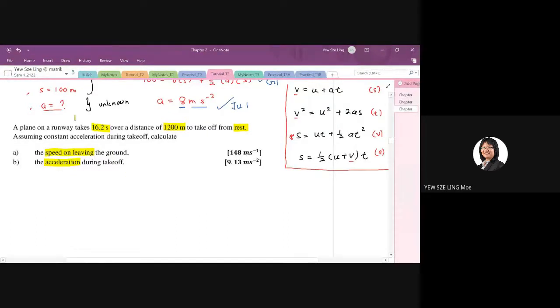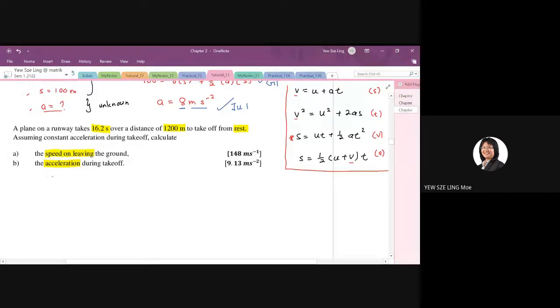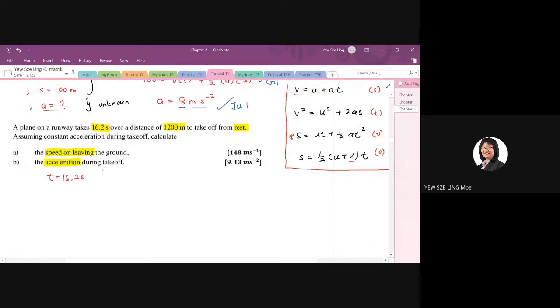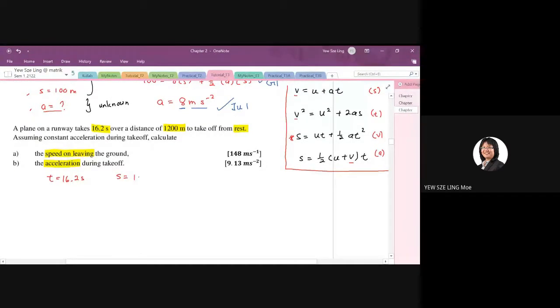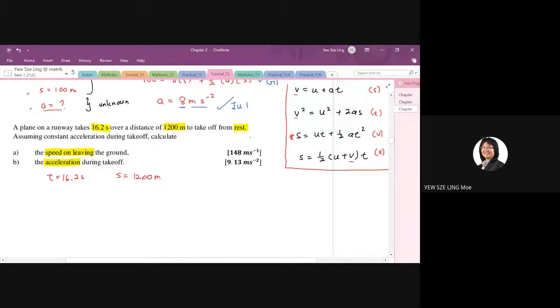Now, the question purposely tells you constant acceleration because these 4 equations on the right-hand side can only be used if your object is moving with constant acceleration. If it is not constant acceleration, then you cannot use these 4 equations. So again, I'm going to list out the information. I have a time t equals 16.2 seconds, and a distance s equals 1,200 meters, and it starts from rest. So from rest, I have u equals 0 m s^-1.